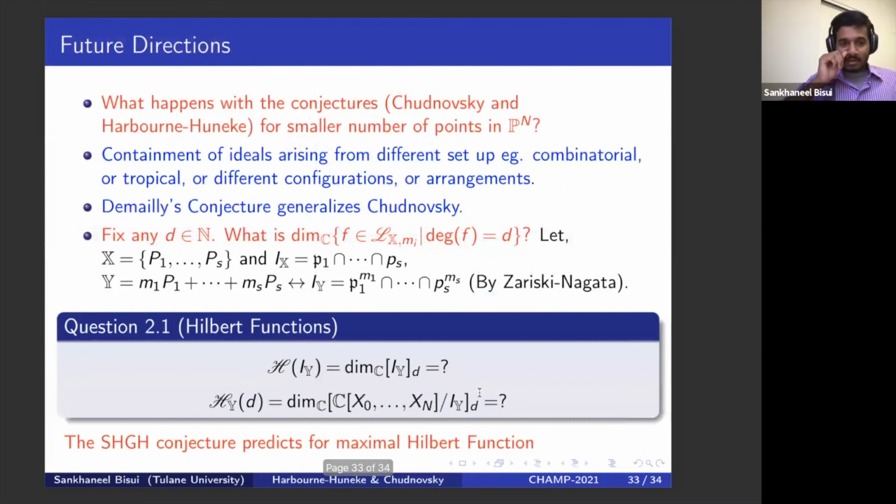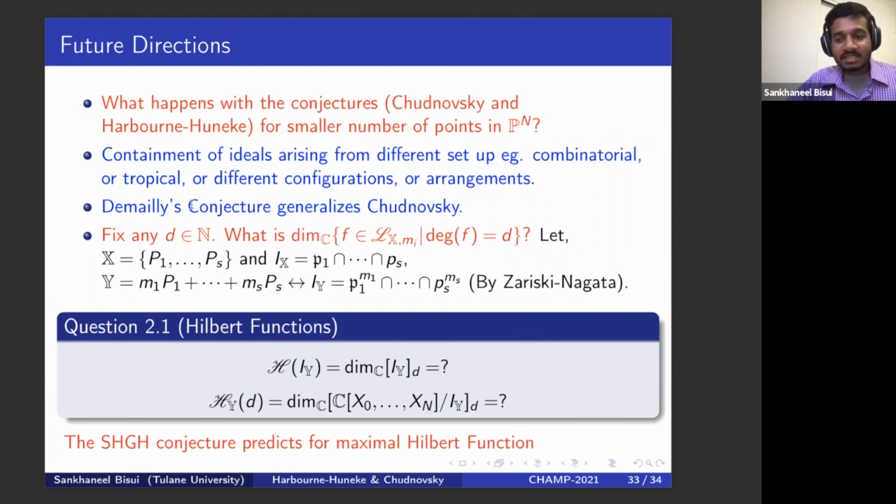Now, I would like to talk a little bit about where I want to go from these projects. Our results are for a large number of points. I'm interested in looking into different methods that will give us something about a smaller number of points. The containment results are mainly for points, and there are some cases where we prove the containment for different ideals. So I'm interested in ideals coming from different setups, like combinatorial ones or different arrangements.